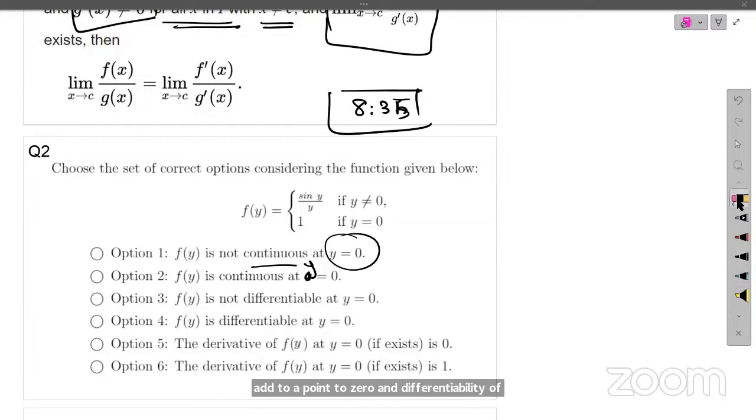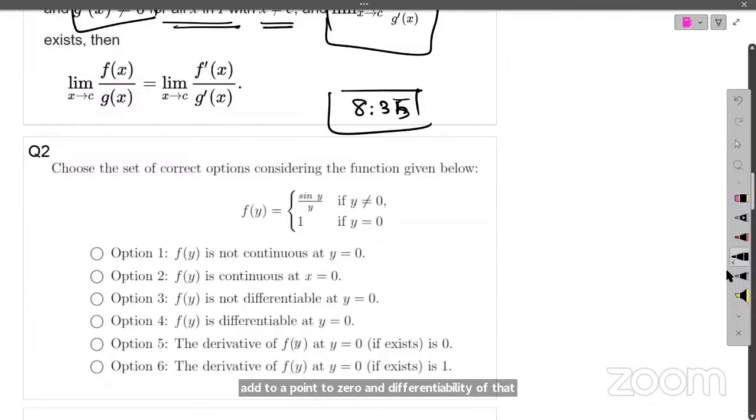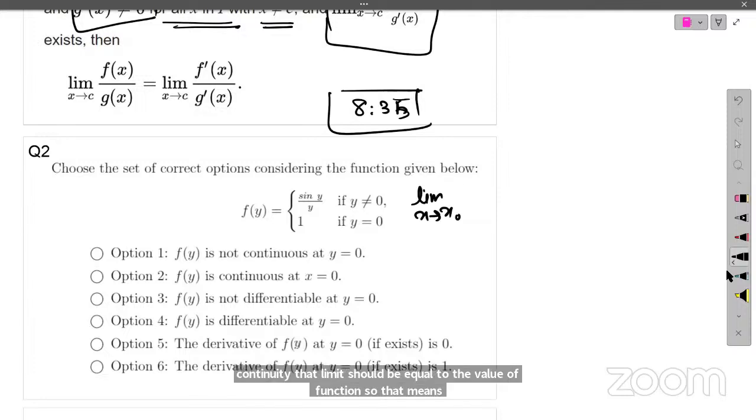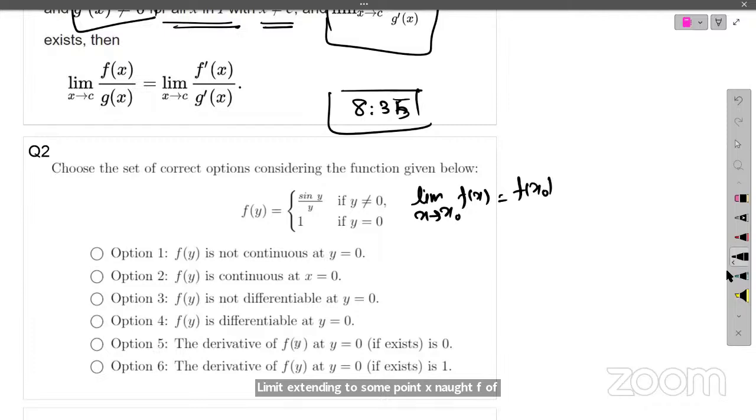For continuity, what is the definition of continuity? The limit should be equal to the value of the function. That means the limit as x goes to some point x naught of f of x should exist and it should be equal to f of x naught, the value of the function. This is the definition of continuity.